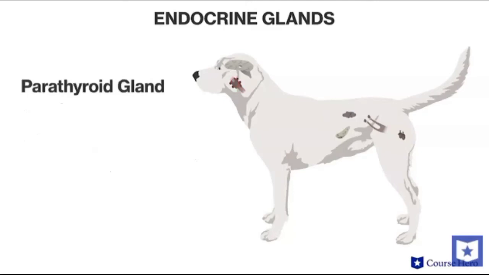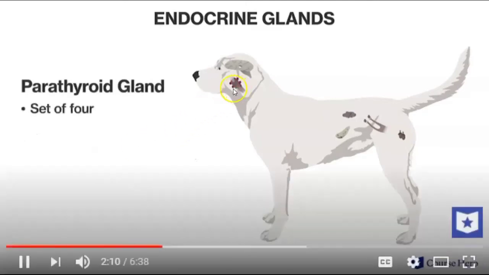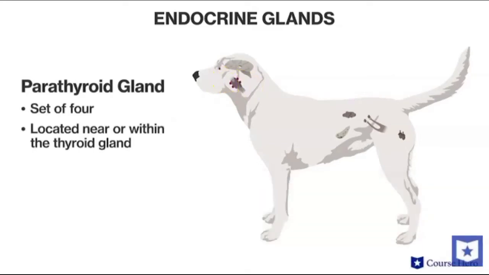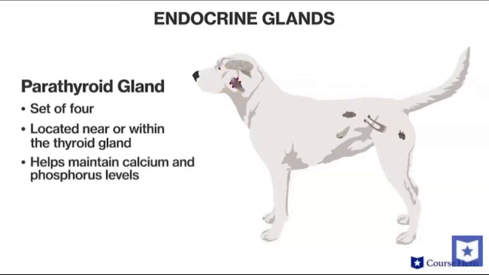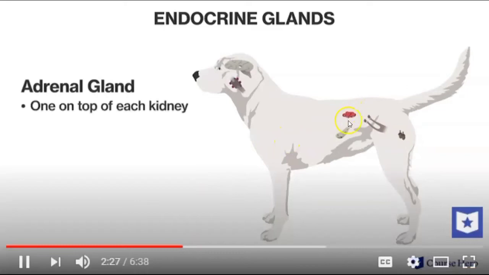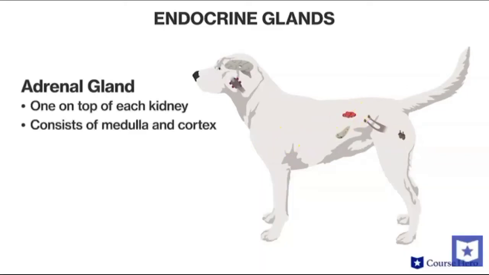A parathyroid gland is one of 4 small endocrine glands located near or within the thyroid gland that release hormones to help maintain calcium and phosphorus levels in the body, which are important for bone development. An adrenal gland is one of 2 endocrine glands located on the top of each kidney, consisting of the medulla and the cortex. These glands release hormones that help regulate critical functions in the body, such as blood pressure.